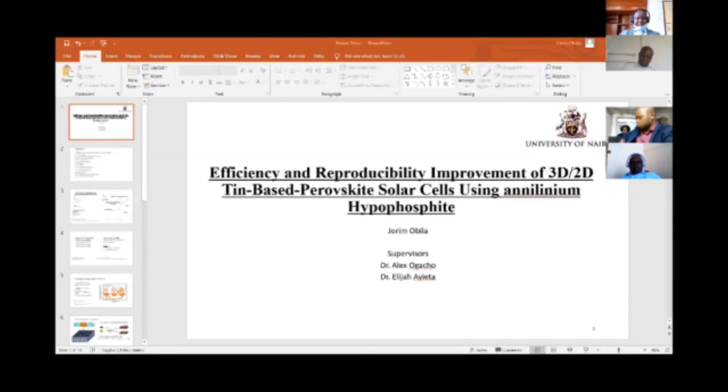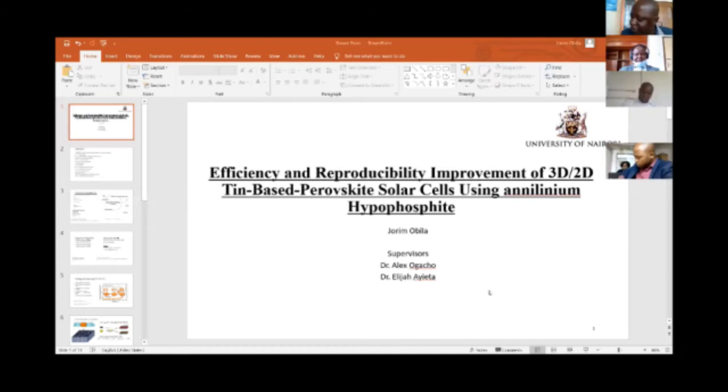As we come in, Obila is from the University of Nairobi, Kenya. He will be presenting to us something on stability and efficiency improvement of planar 3D/2D tin-based perovskite solar cells.